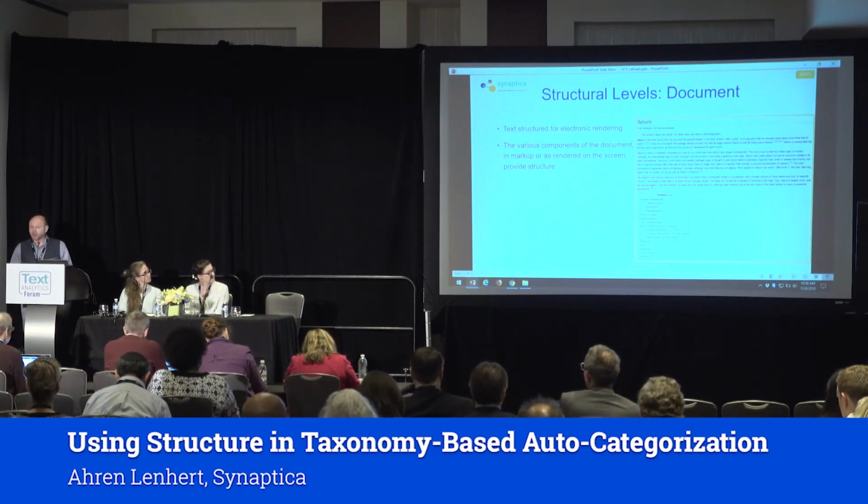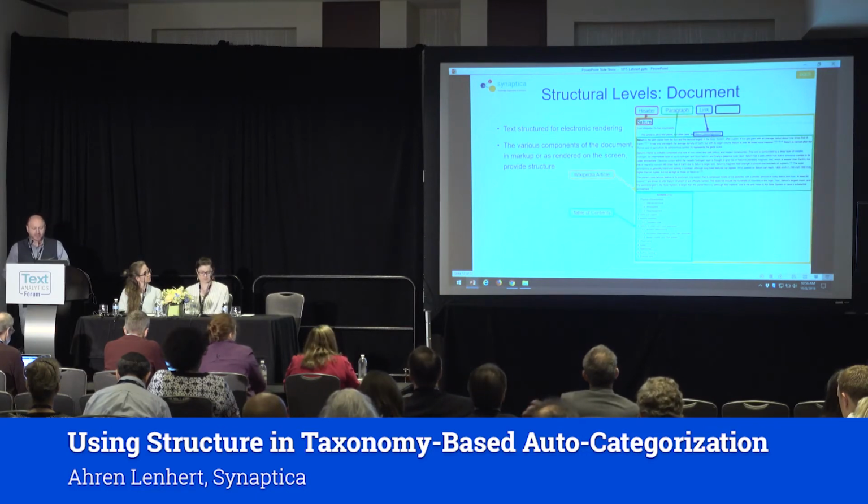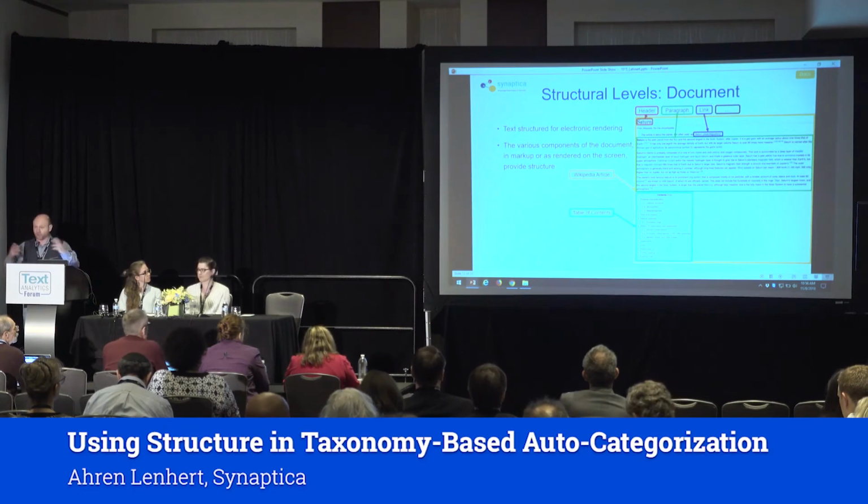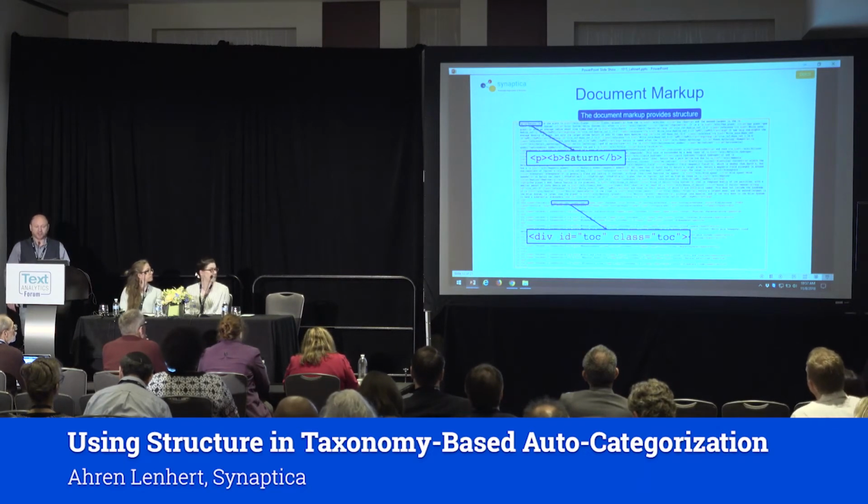This Wikipedia article, for example, has different elements. We've got a header, we've got paragraphs, we've got links. The whole thing, we know that this is structurally a Wikipedia article. They use common formatting in Wikipedia. We have a table of contents. So what can we do with that? Well, let's look at the document markup.